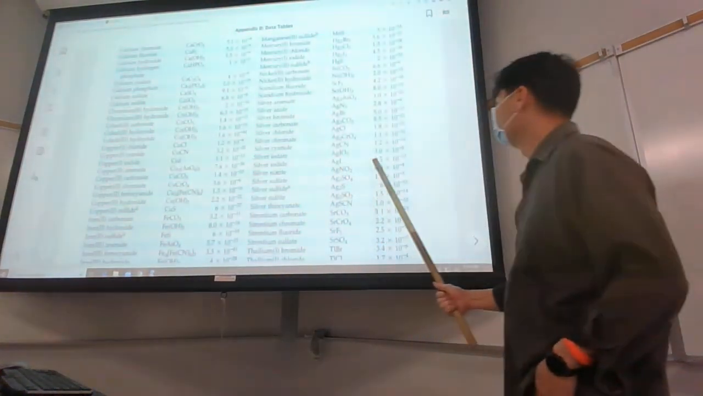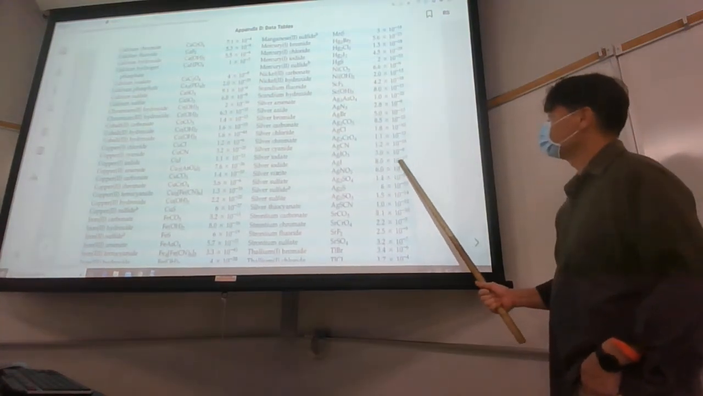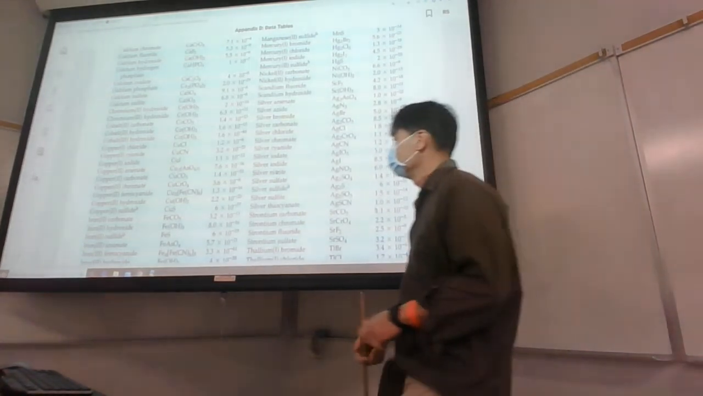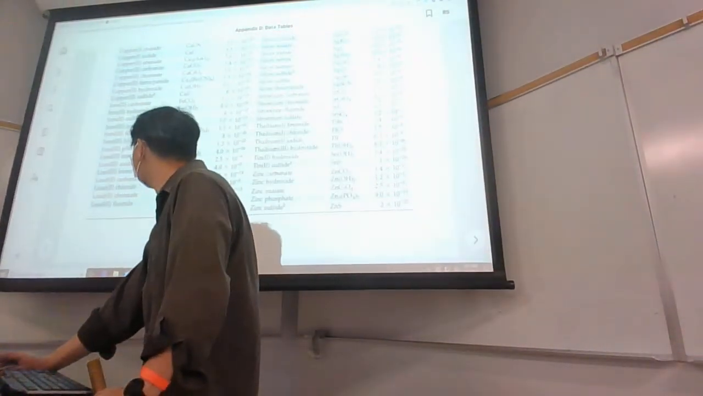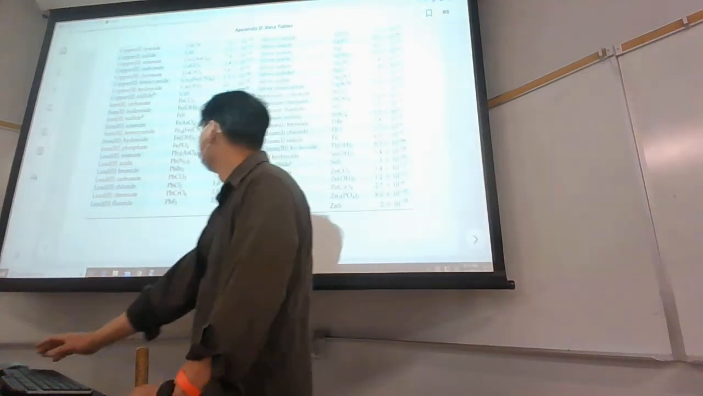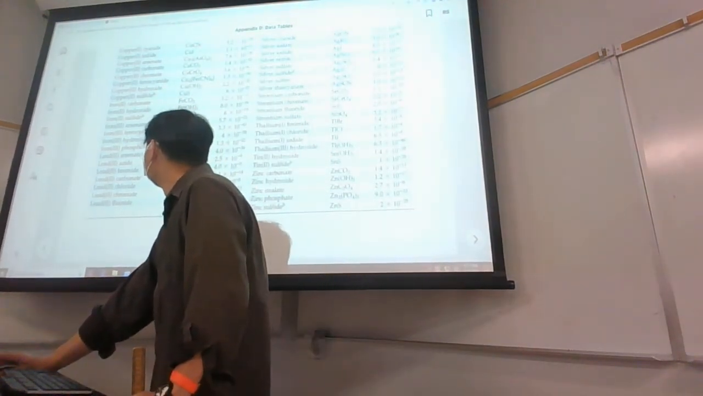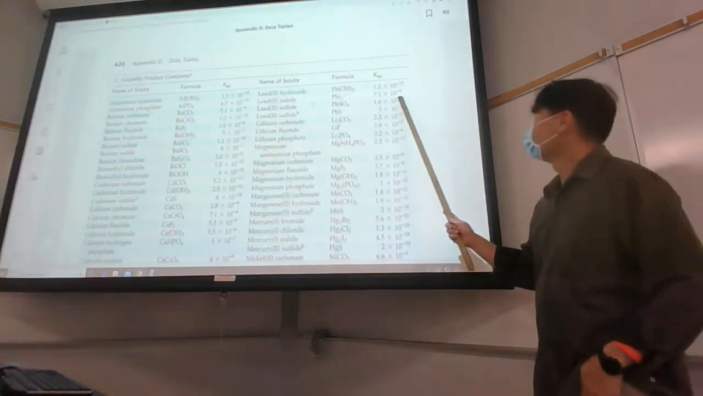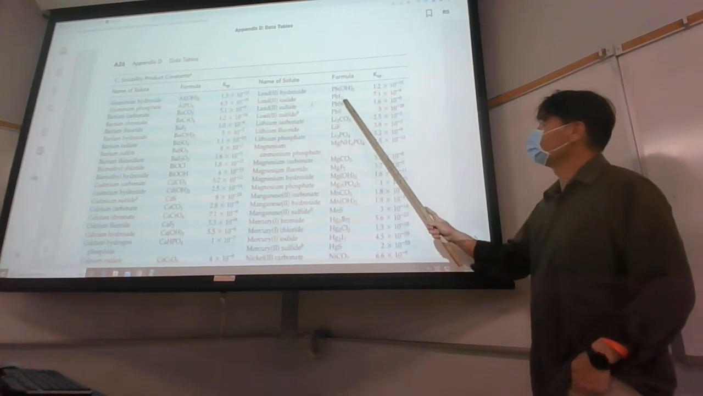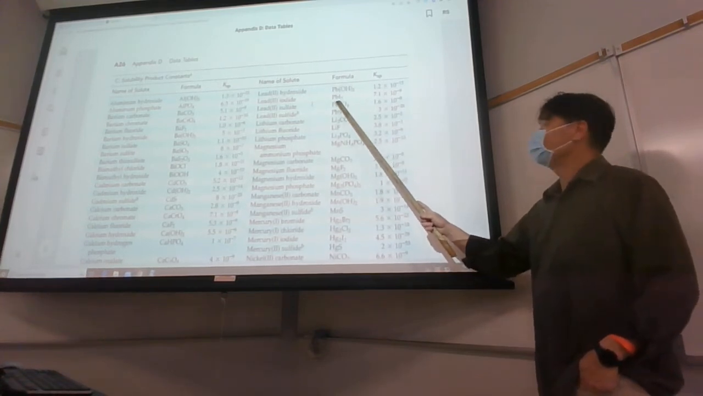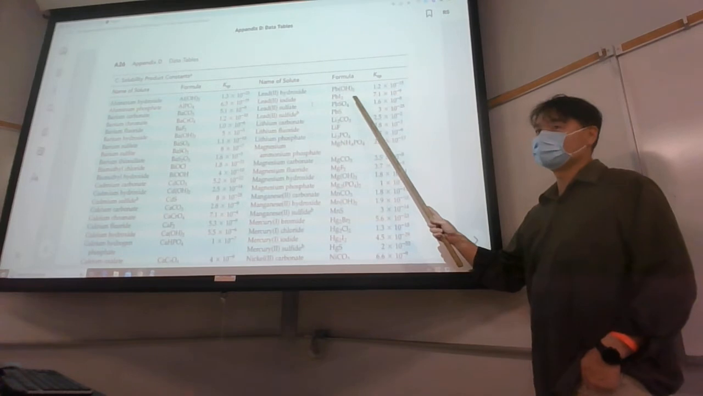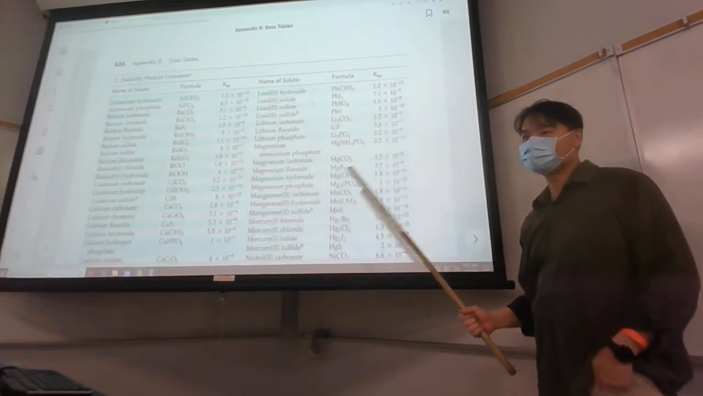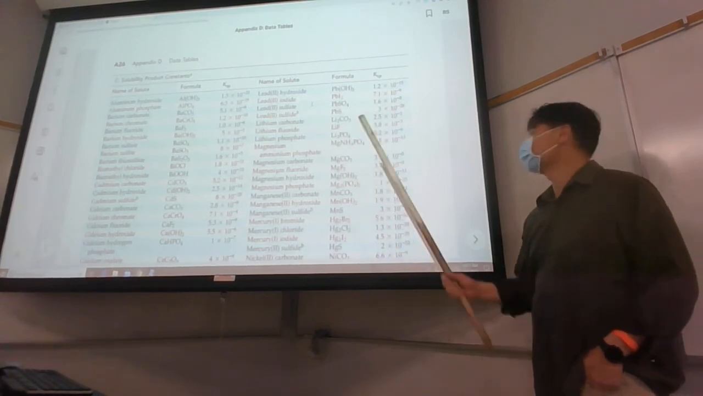Silver iodide has a KSP of 8.5 times 10 to the minus 17. But if we look at lead(II) iodide, it's 7.1 times 10 to the minus 9. But the problem here is they split differently. Lead iodide splits up into 3, and silver iodide splits up into 2. So this problem is a little bit more complicated because we can't just look at the KSPs.